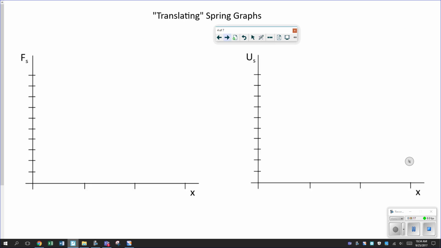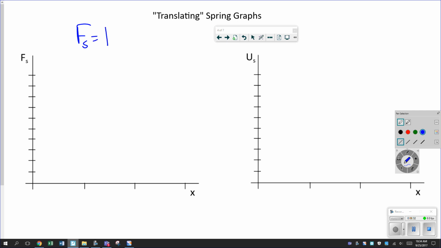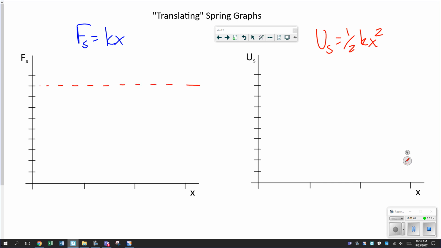Now, when we look at what I call translating one graph to another, I want to show you something that's kind of neat. Now, we know here that this is F spring is Kx. We know that this here is U spring is 1/2 Kx squared. Well, notice, let's go back to our generic, arbitrary identification of for this much displacement, there's that much force that the spring applies. Let me get my line there. And we get that. Fine.